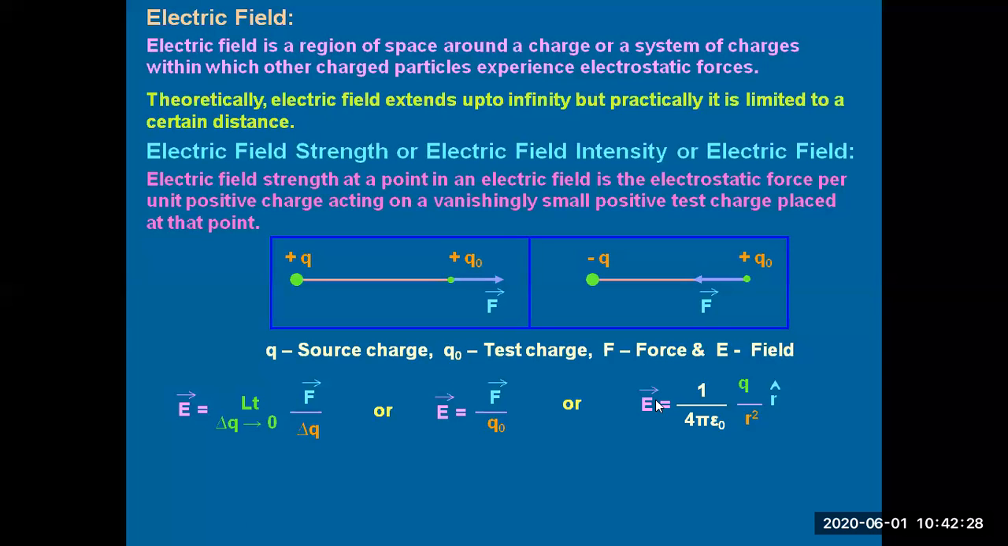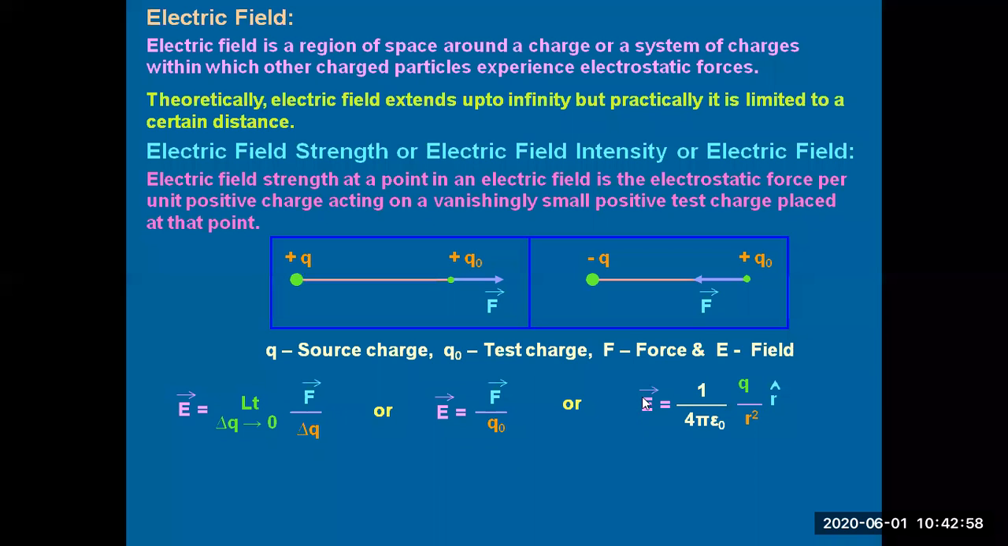Or you can also write E is equal to 1 divided by 4 pi epsilon naught. The symbol is called epsilon naught. We call it the permittivity of free space, into Q divided by R square. This is the general formula. If you write it in vector form, you should represent this R, and this is a cap on top. That is called a unit vector. Its value will be equal to 1. 1 multiplied by anything will give you the same.